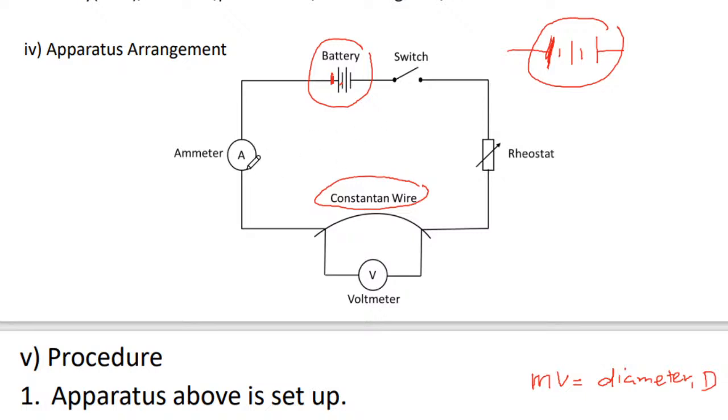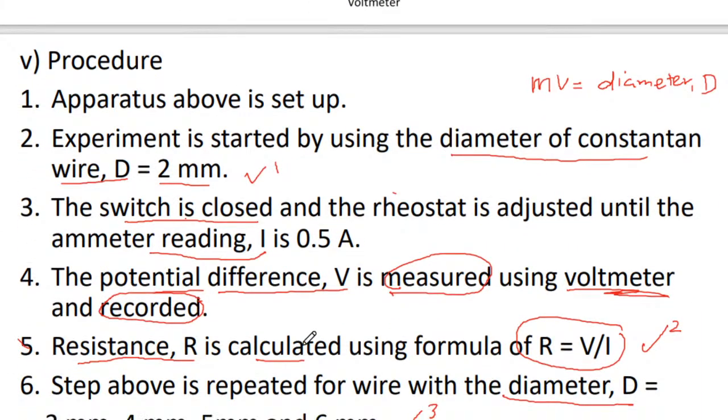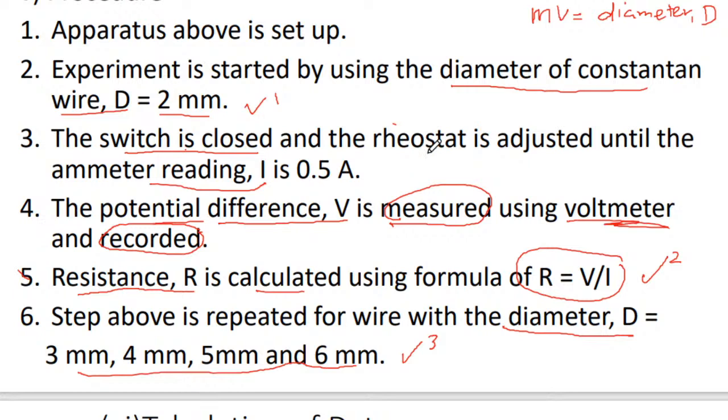If the current is too big, then the temperature of the conductor will increase, so it means that your experiment will be not accurate. Okay, so that is why we have this rheostat adjusted so that the current is 0.5. So this step, rheostat is adjusted so that current is 0.5. We fix the current so that the temperature is constant.